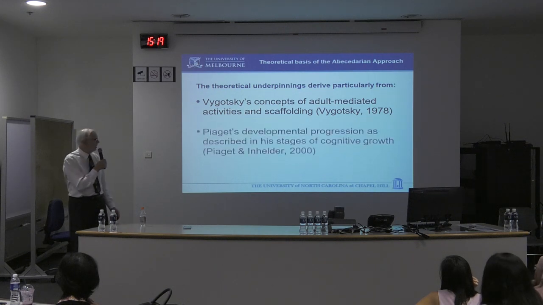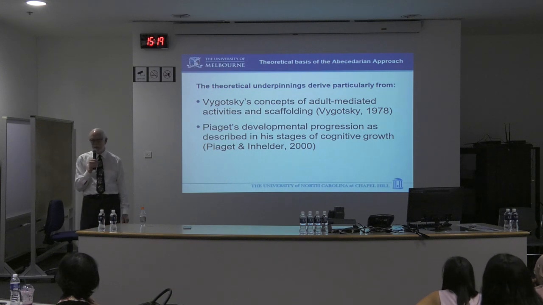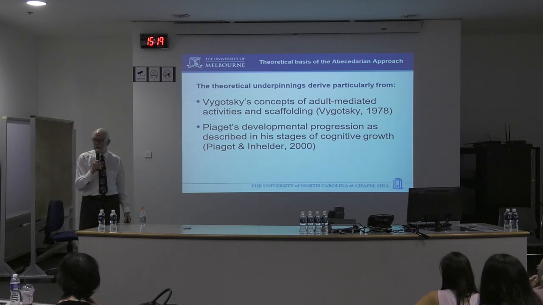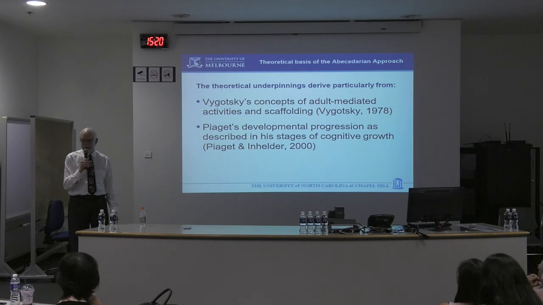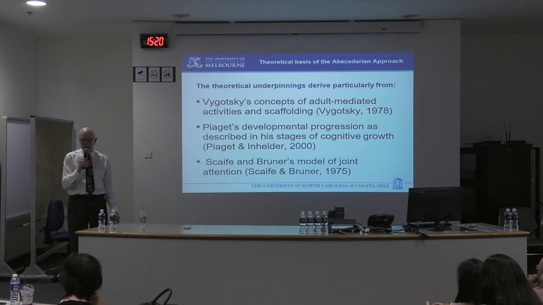And the second one is Piaget, because Piaget had been around for a good while and we knew about him. And we knew that Piaget had studied children so that he kind of mapped out the logical progression that their learning went through. And we used those steps that Piaget had identified as a guide to how we placed activities and so forth. And then there is a concept called joint attention, which is more recent.